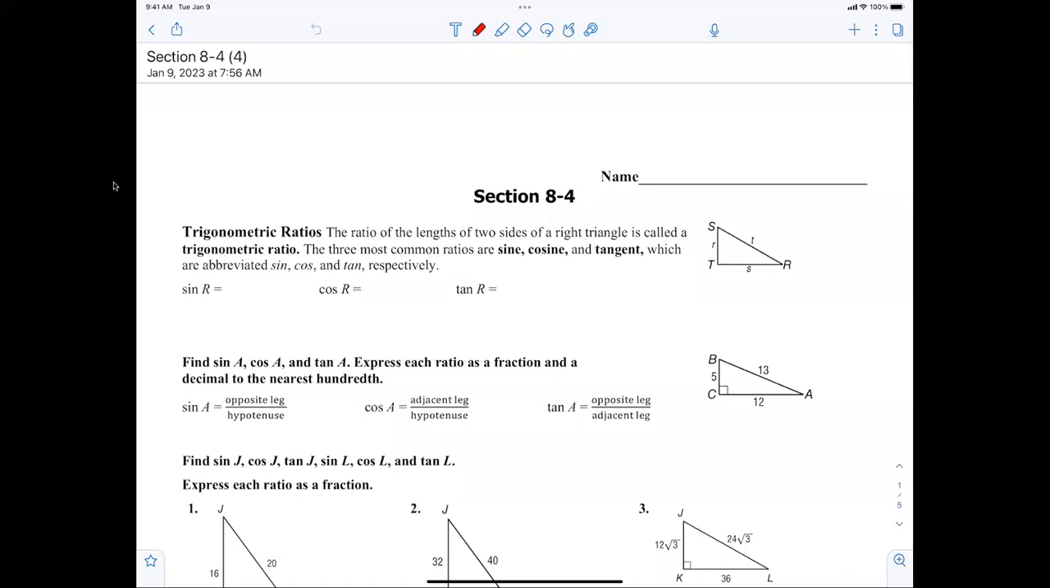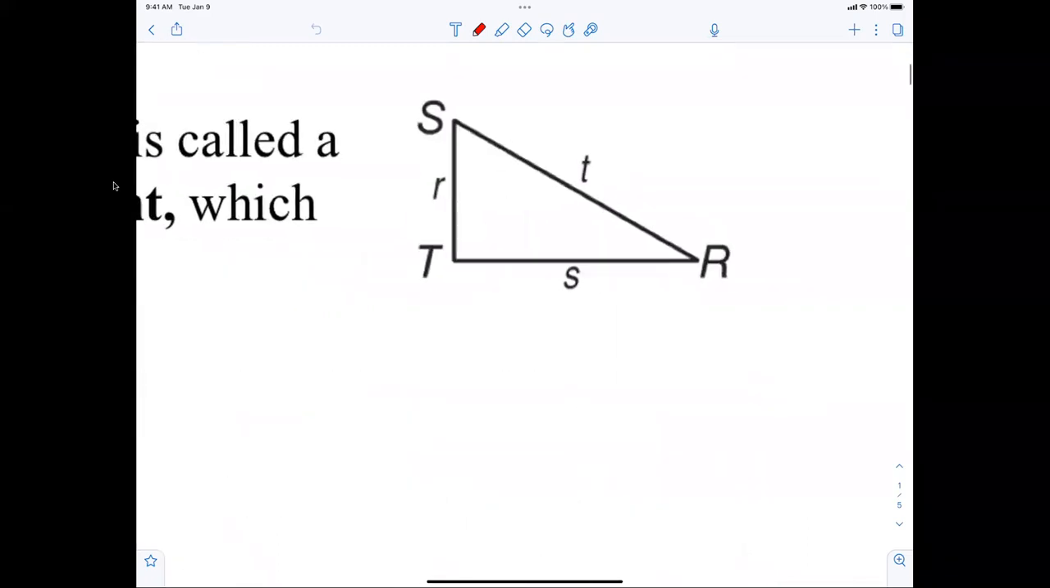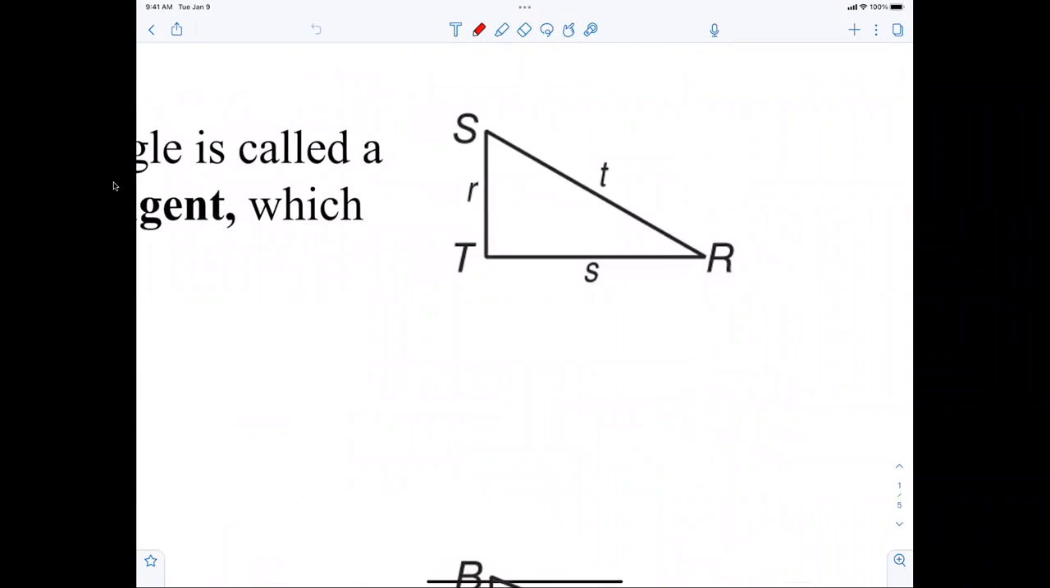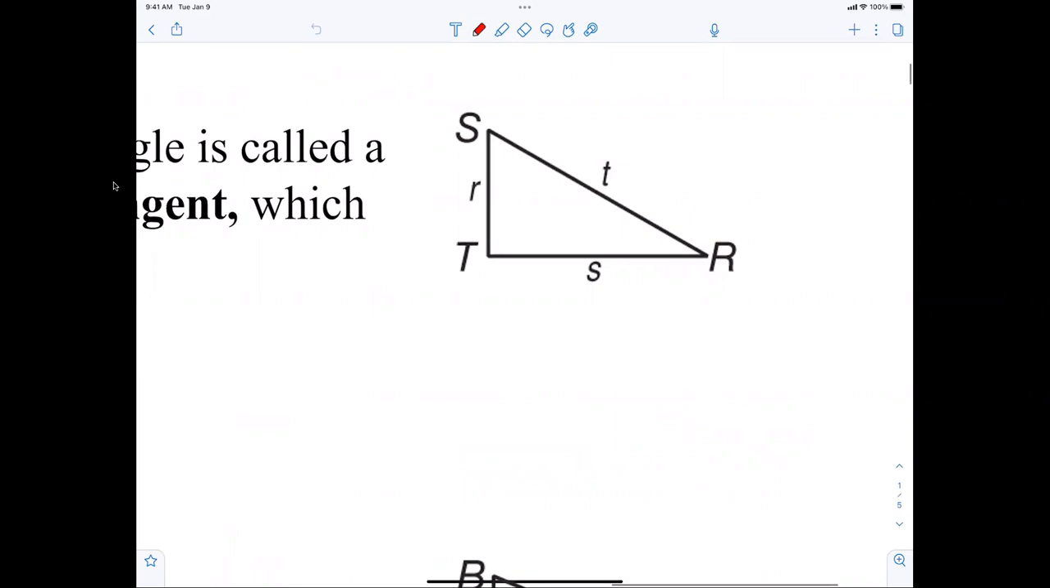So whenever you look at a right triangle, and the first half of the chapter deals specifically with right triangles, and then believe it or not, they were able to figure out how it applies to more than just right triangles. It can be all triangles. So with that in mind, you're going to look at this guy right here. This is a right triangle.